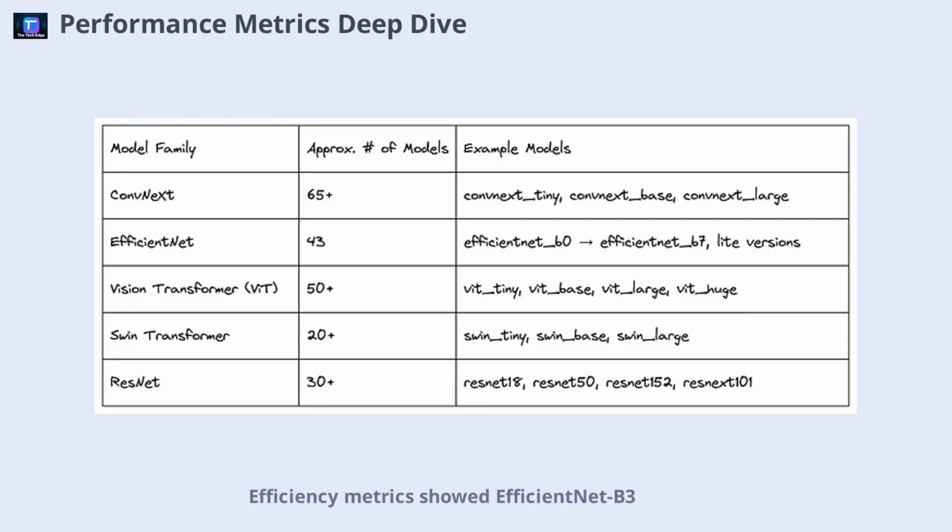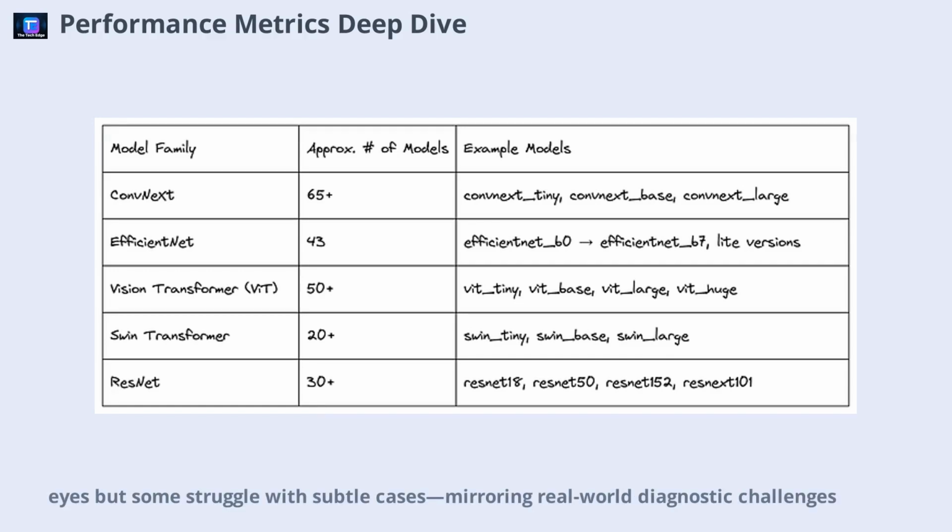and ViT base at 0.8335. Efficiency metrics showed EfficientNet B3 as the most resource-friendly, while ViT required more data and compute. The confusion matrix for ResNet 50 revealed excellent recall for healthy eyes, but some struggle with subtle cases, mirroring real-world diagnostic challenges. These insights are invaluable for both research and deployment.